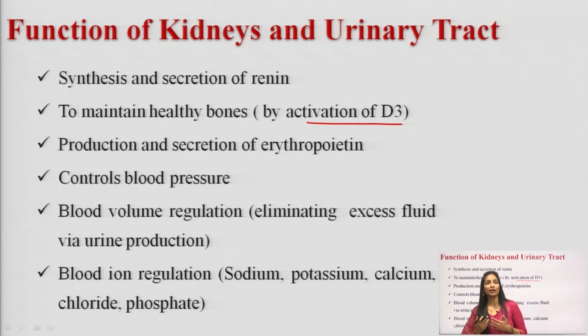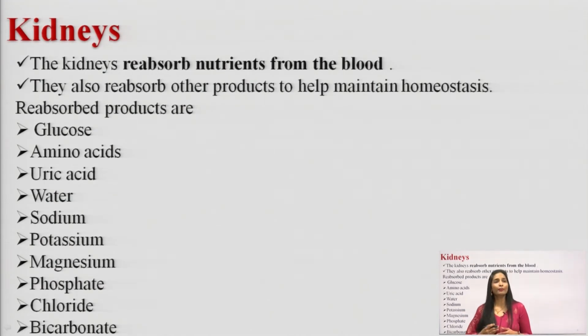So it controls the blood pressure, and it secretes erythropoietin. The production and secretion of erythropoietin happen from the kidney, okay, and it regulates the blood volume, and it regulates the blood ions. All of this blood ion regulation happens by the kidney. If I am talking about the kidneys, a lot of substances get reabsorbed from the blood.